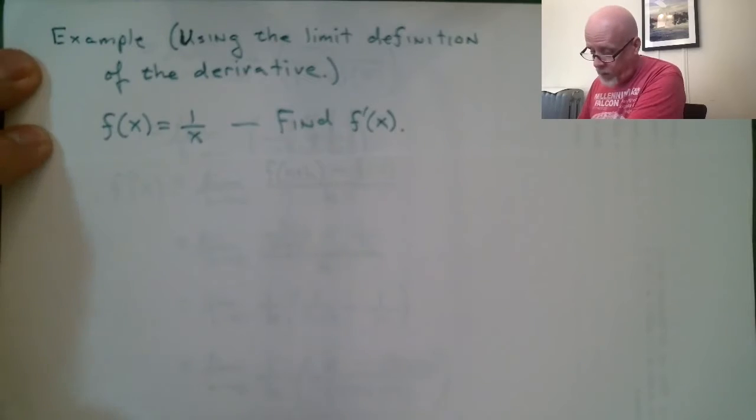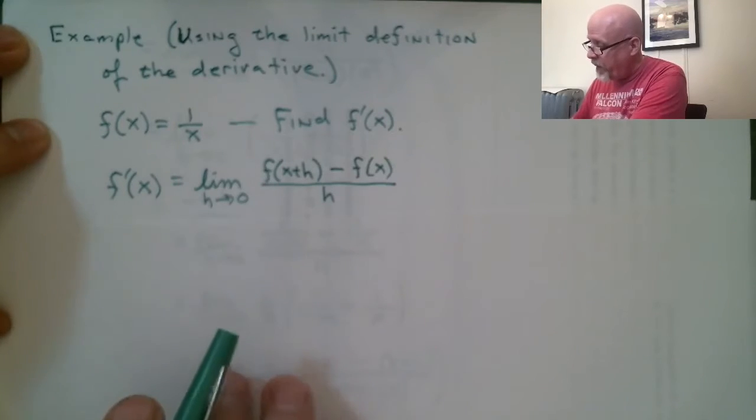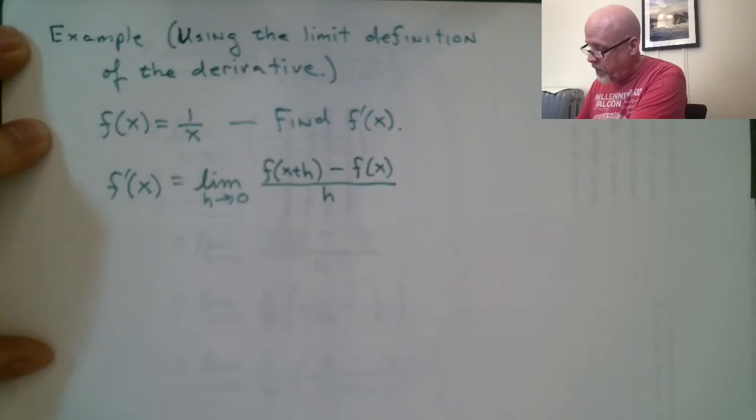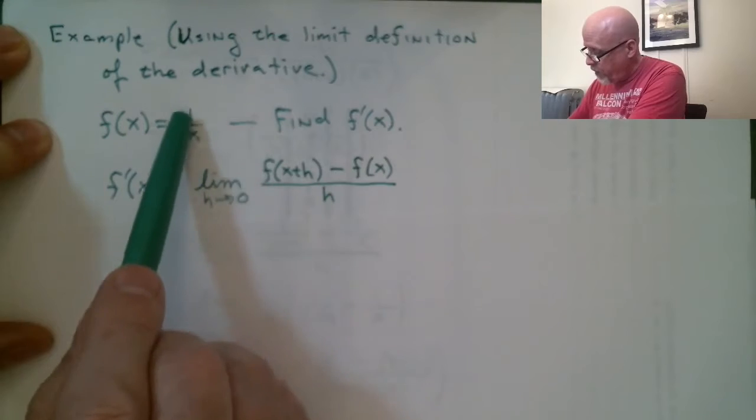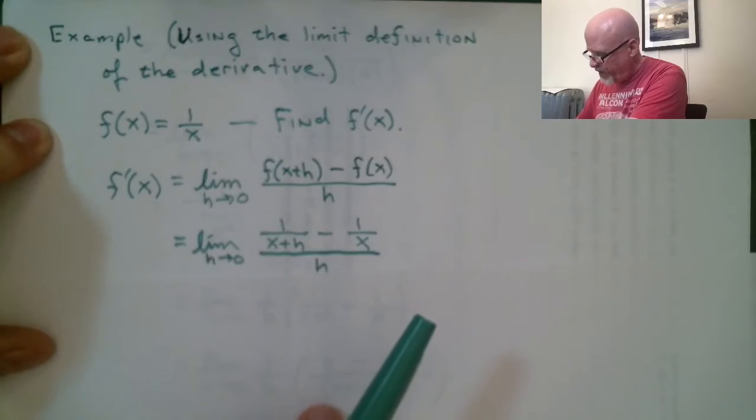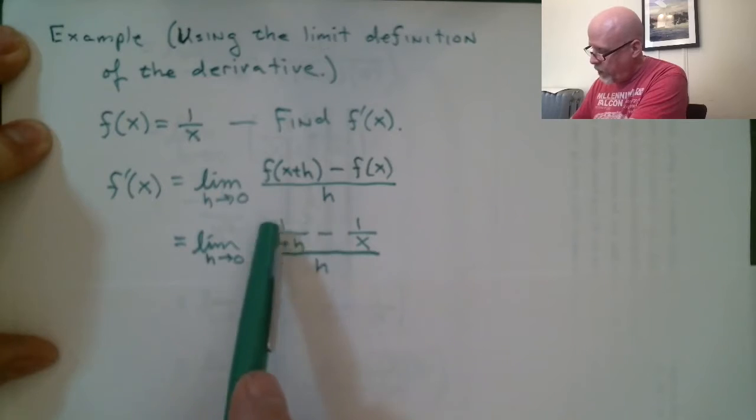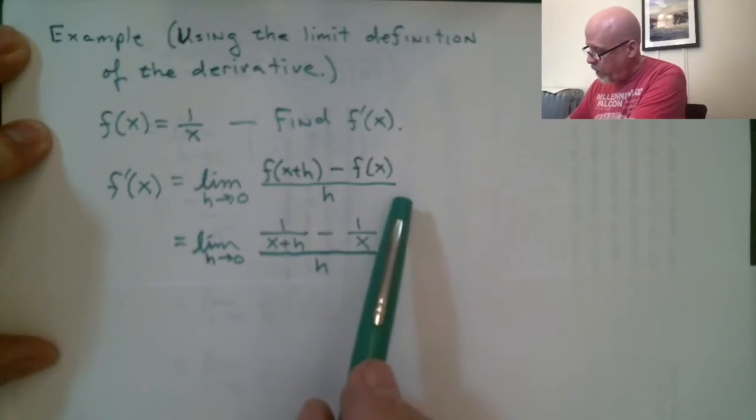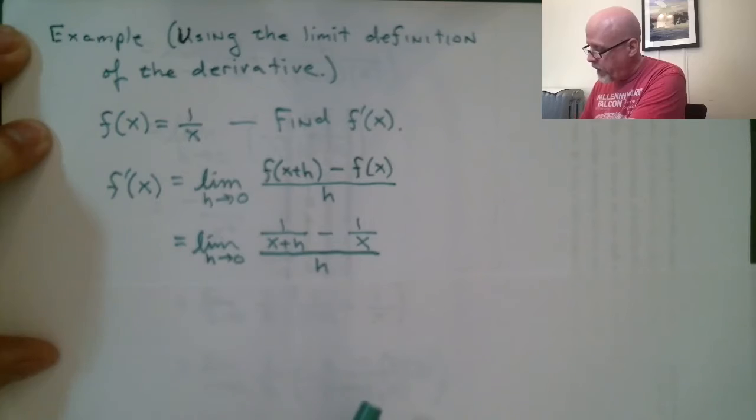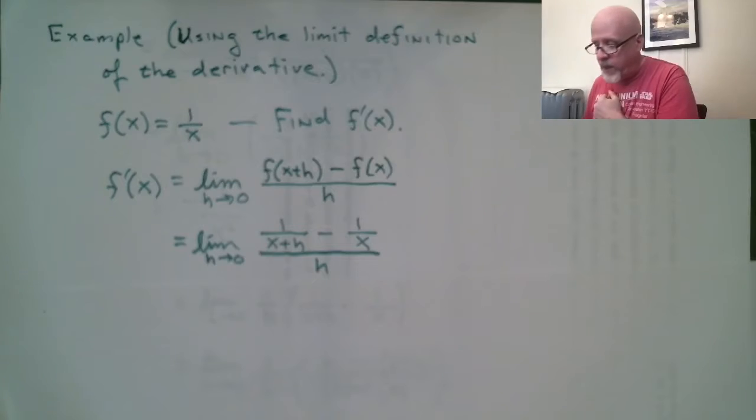First, and this step is always the same if you're using the limit definition, you write down the definition. You write down that f prime can be expressed as the limit as h goes to 0 of a difference quotient. But the function is 1 over x, so we should stick 1 over x in where the f's are. That's what I've done in this next line: 1 over x plus h minus 1 over just plain x, divided by h. So that's a little bit of an algebraic challenge, isn't it?